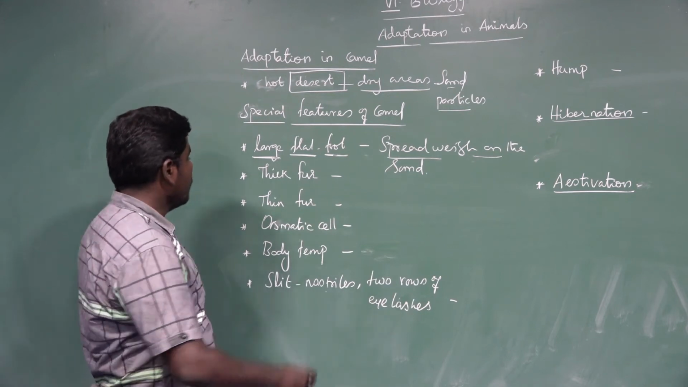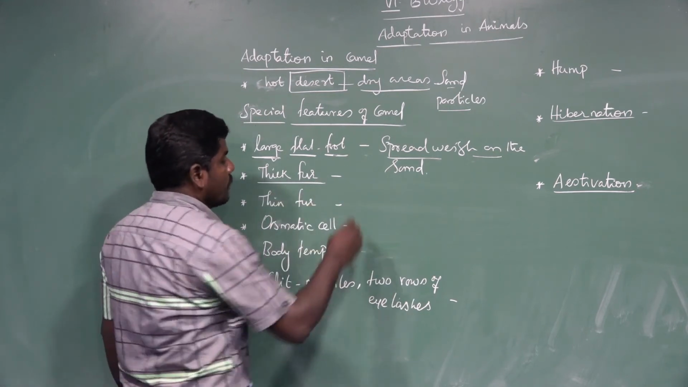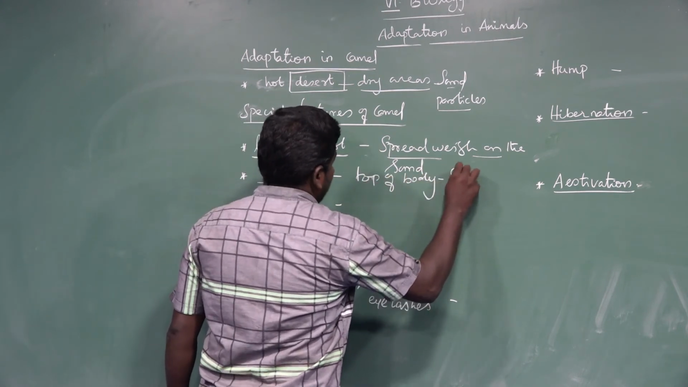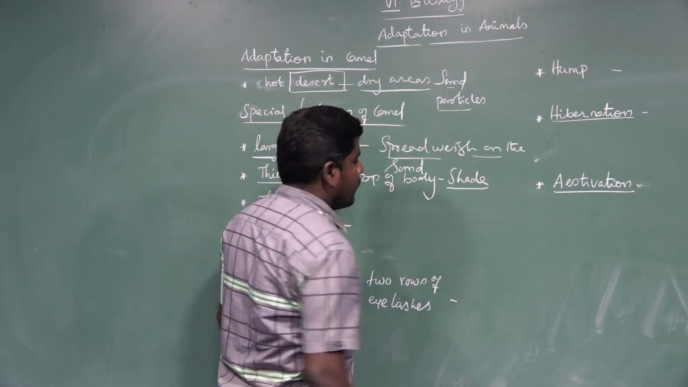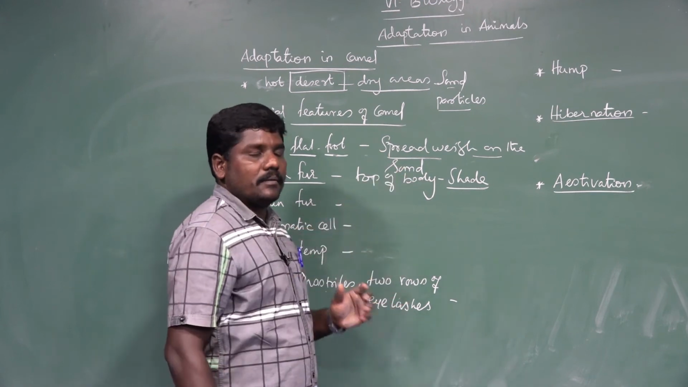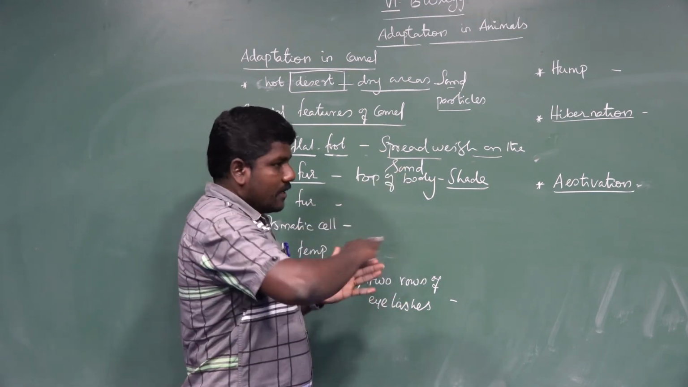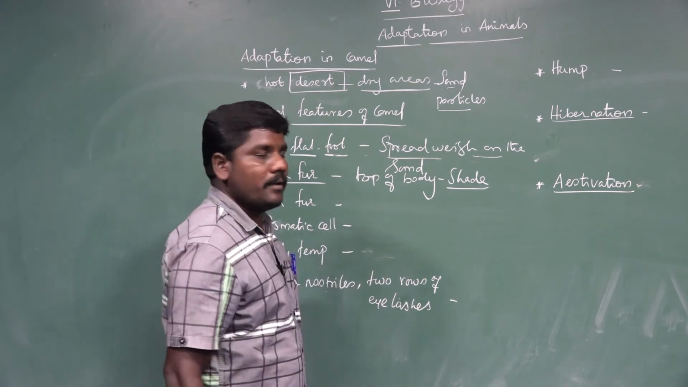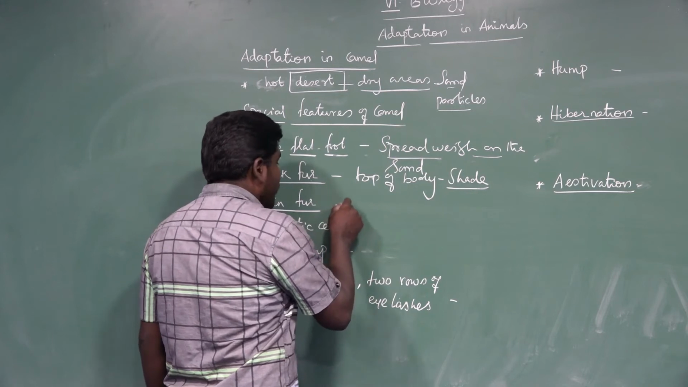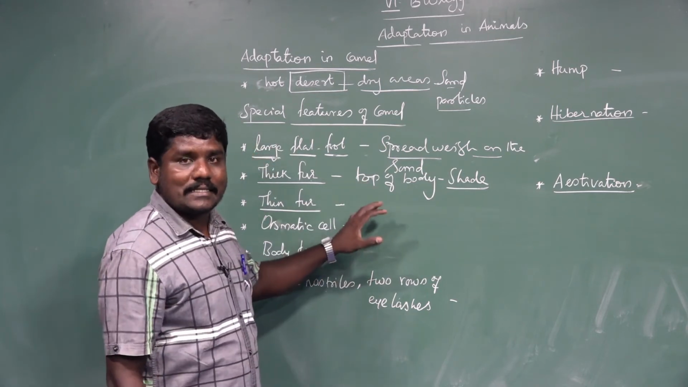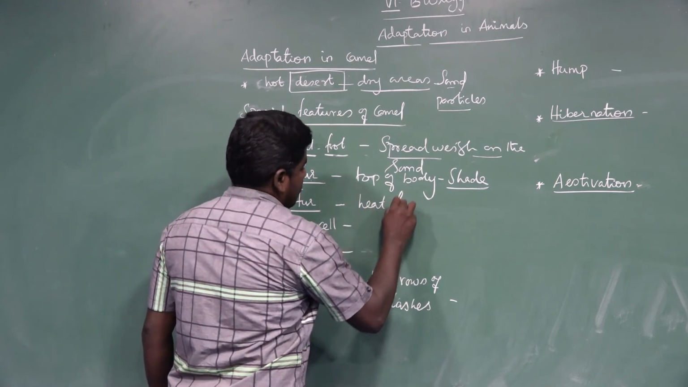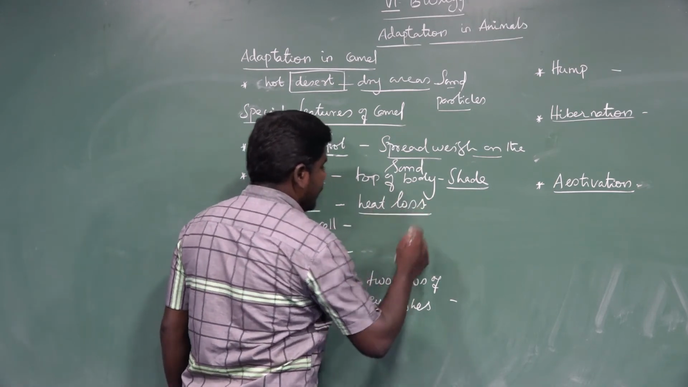And then another one, thick fur. Thick fur is mostly found on top of the body for shade. It looks like a coloration of the body. So that is the thick fur. At the same time, there is thin fur elsewhere, which acts for heat loss. So the thin fur helps in the loss of heat.